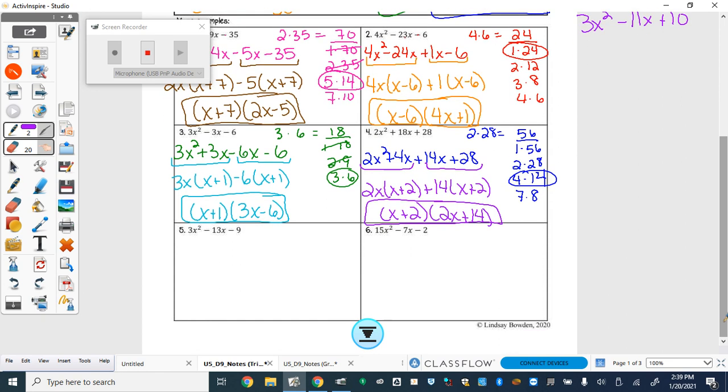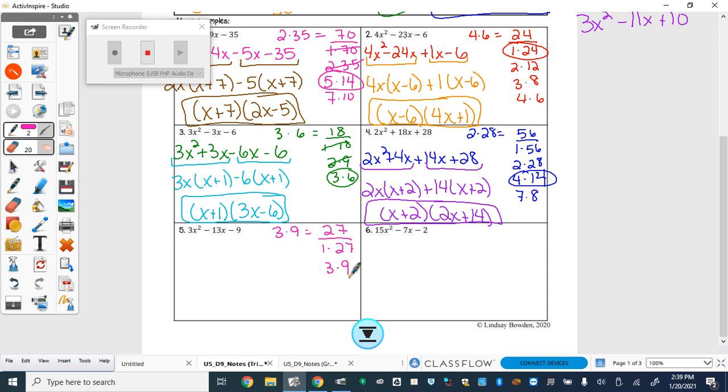All right, 2 more examples together, and then we're going to have you try some on your own. So this one, 3 times 9 gives me 27. So that's 1 times 27. 3 times 9. None of those are going to give us a 13.